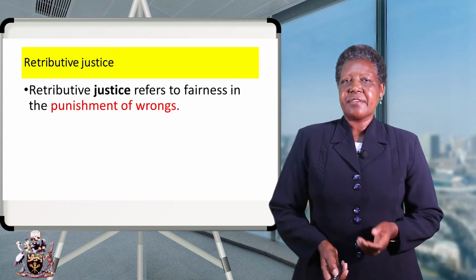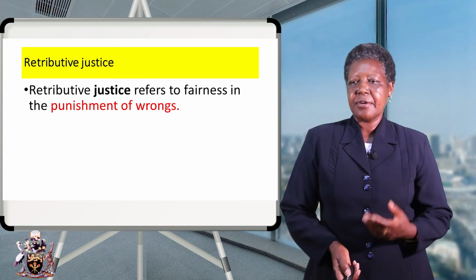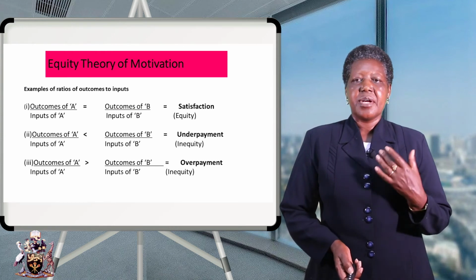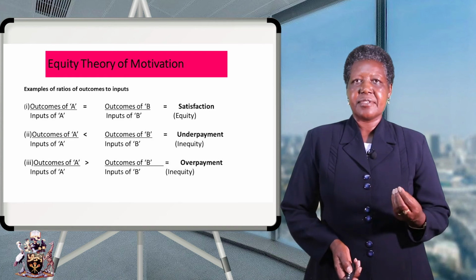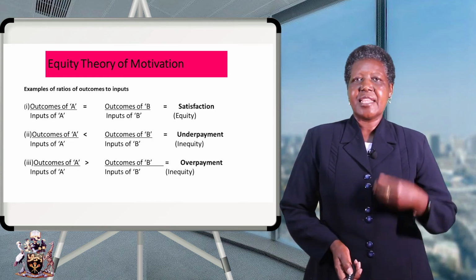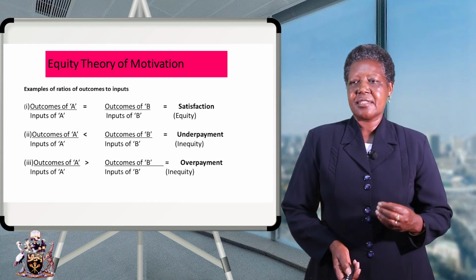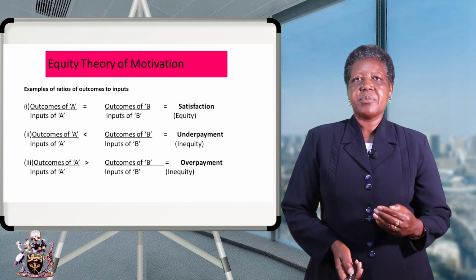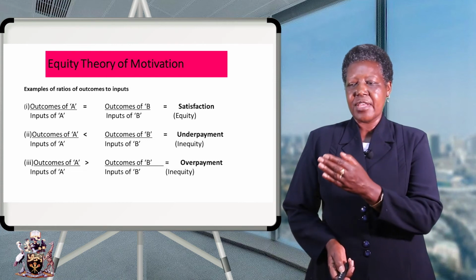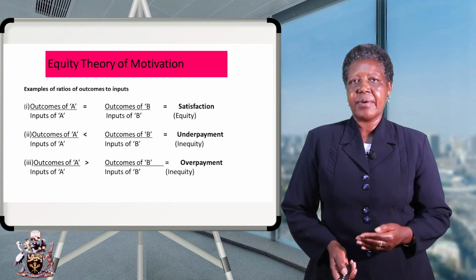Equity theory, as I've said earlier, is explained by the way people perceive their outcomes and their inputs. An outcome refers to what an employee receives as a reward from an organization. An input is what they give to the organization. So the comparison comes in the sense that the ratio of the outcomes and inputs is compared to the ratio of the outcomes and inputs of a peer or a colleague in a workplace.